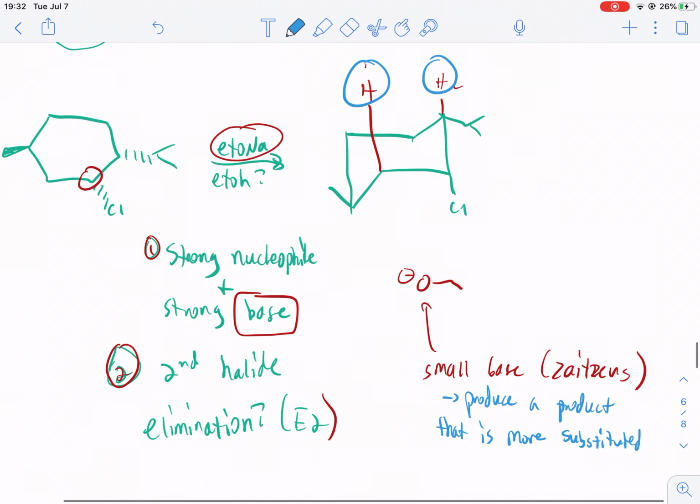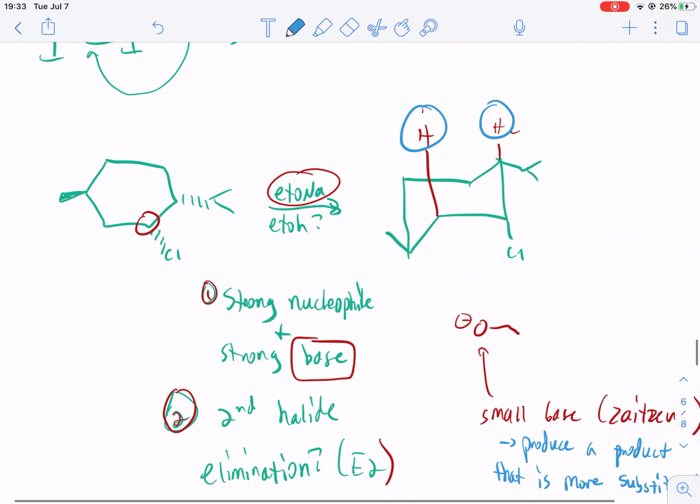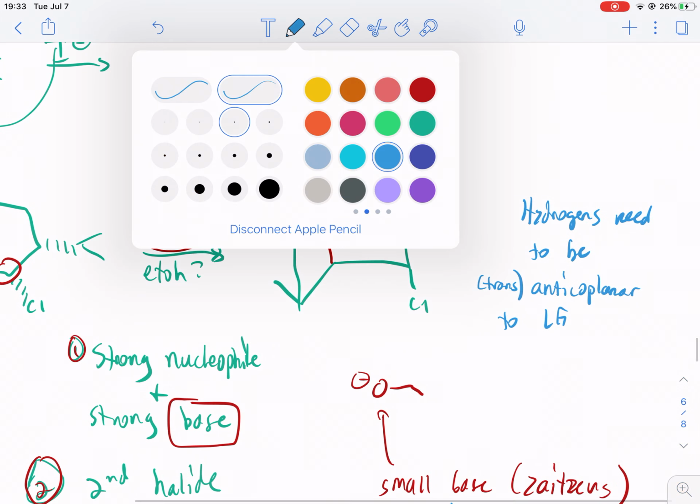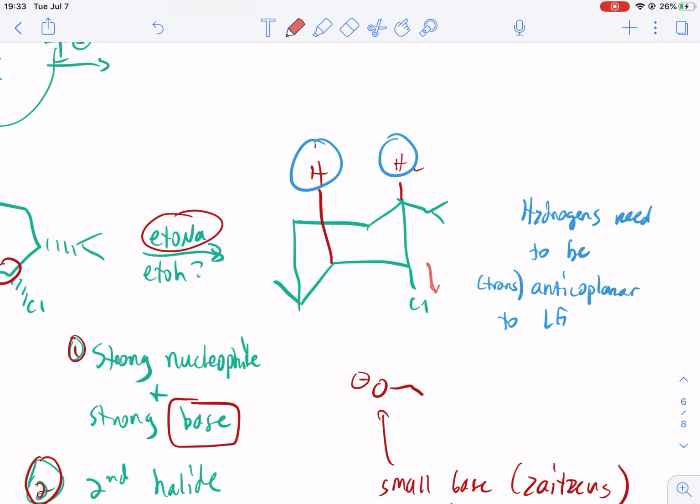So we broke down the reaction stage, right? Strong nucleophile, strong base, secondary halide, so it's going to be an E2 reaction. So in order to figure out if this is going to work, for E2 reactions, the hydrogens need to be anticoplanar to the leaving group. In other words, the hydrogens need to be trans in order for this to happen, right? So in this chair, basically we have this chlorine going down, this hydrogen going up.